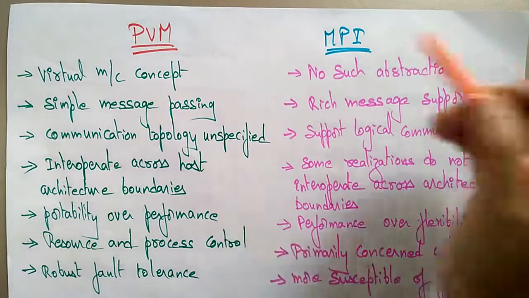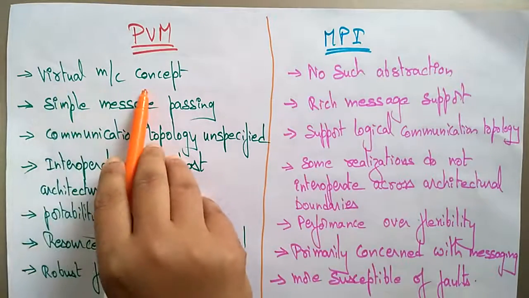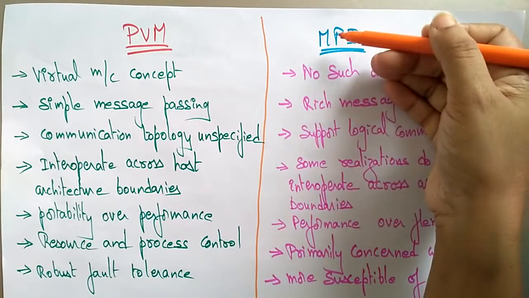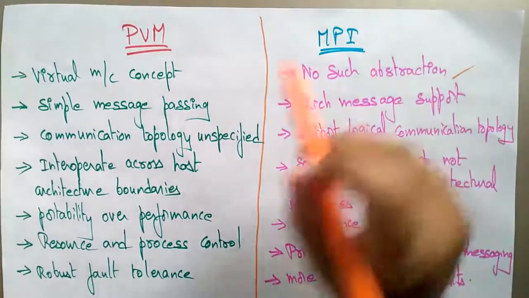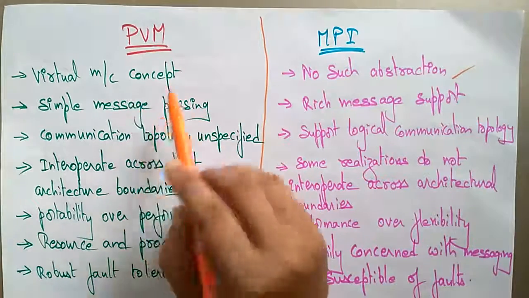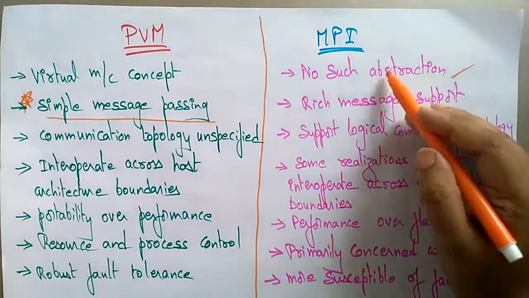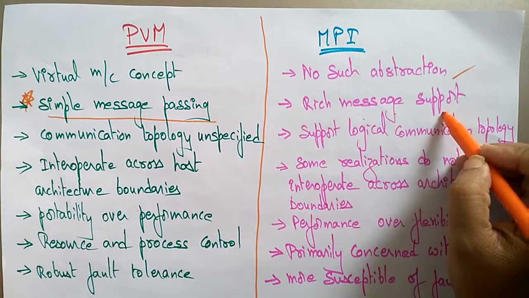Now let's see the difference between these two. PVM is a virtual machine concept, but MPI is not a virtual machine concept, so no such abstractions are needed for MPI. And PVM is simple message passing, but the message passing interface has rich message support.